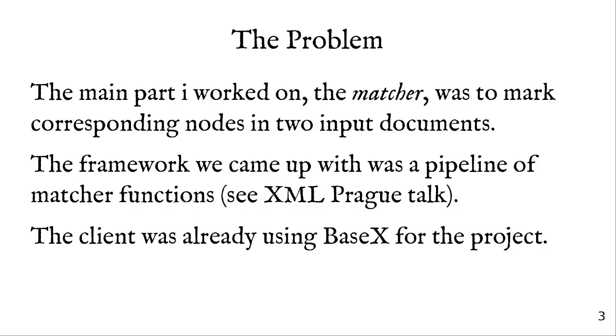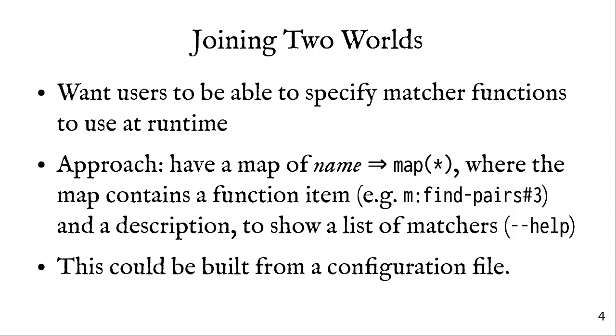So the problem with this project, the main part that I worked on was a thing called a matcher, and we've got a separate talk about that in XML Prague. The purpose of the matcher is to mark corresponding nodes in two input documents to match them up. Sometimes the nodes will have different content because they've been changed. Sometimes one will be an insertion or a deletion, so it's not necessarily one-to-one correspondence. The client was already using BaseX for the project, so that was actually a given in this case.